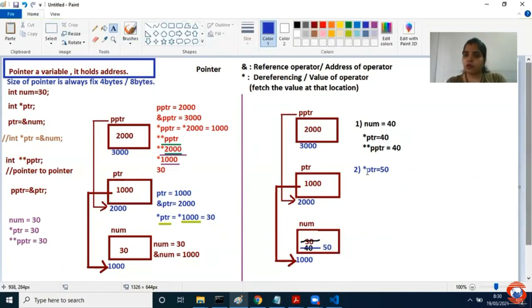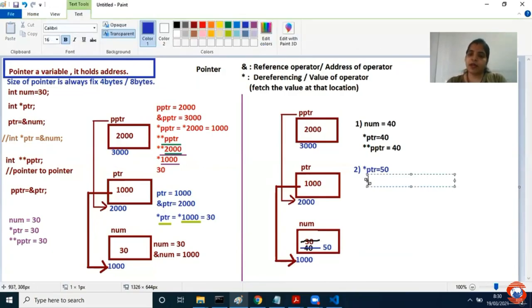So can I say, through the pointer, I'm able to change the value of num in an indirect way. That's why we say a pointer is a variable which holds another value in an indirect way. So if I write num now, obviously I'm going to get 50. **pptr, obviously I'm going to get 50. Understood?